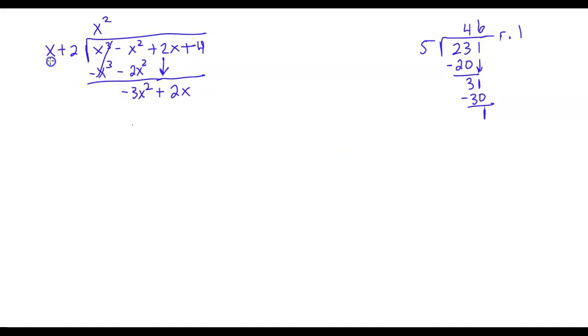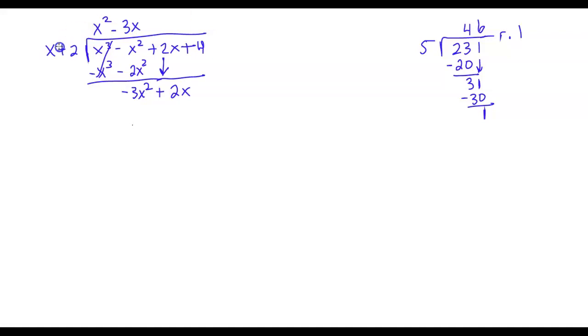So here we say x goes into negative 3x squared how many times? Or put another way, x times what gives me a negative 3x squared? Well, that's just going to be minus 3x here, because minus 3x times x will give me a negative 3x squared. So after that, we just repeat the process, figure out what we need, and then subtract.